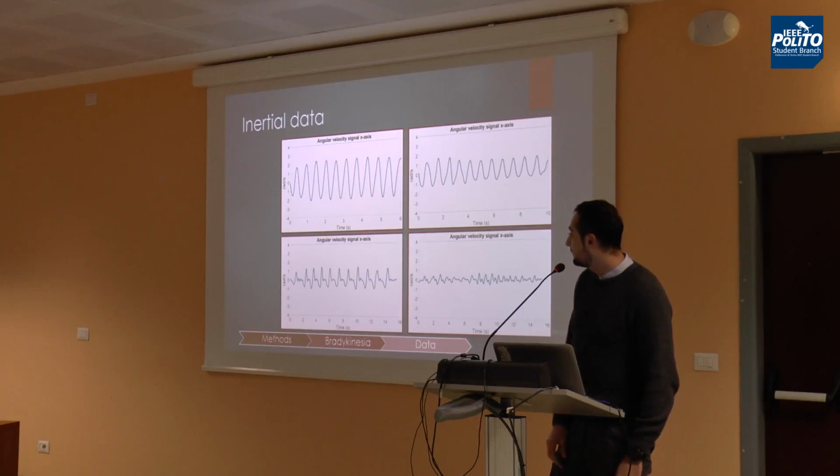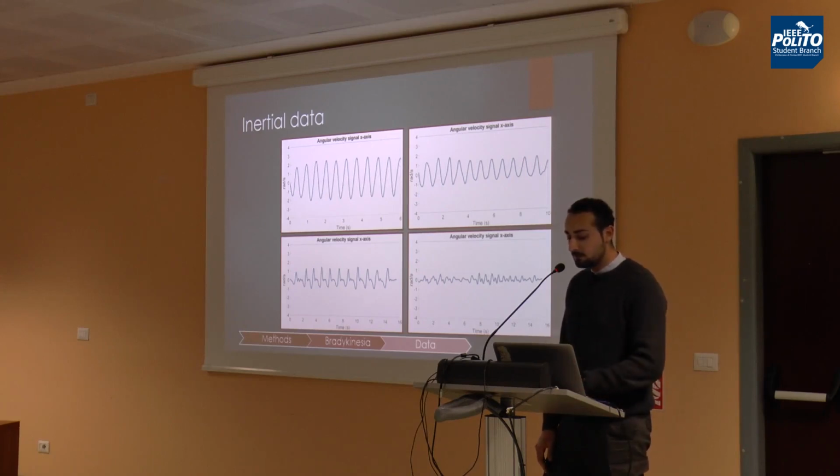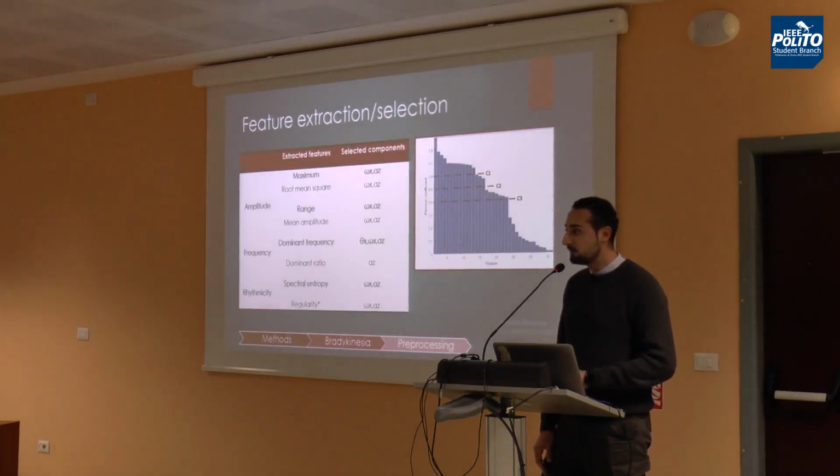So on the top left, you can see this is angular velocity. So this is velocity, not acceleration. And on the top left, you can see a normal movement. You can see that it is very regular and the amplitude does not decrease. And on the bottom right, you can see a very impaired movement. So from these, we can decide to extract some information. It is called features related to the amplitude of the movement, to the frequency, and to the regularity. And then from these features, we can sort them in order of importance and select just some of them, the most important one.